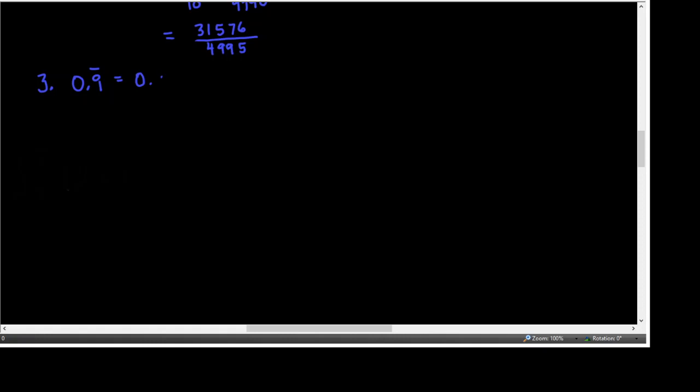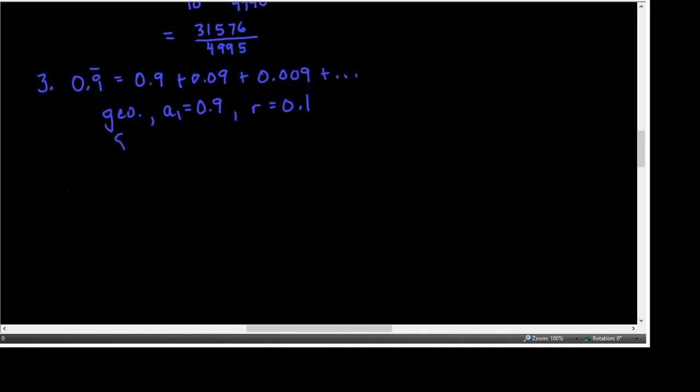All right, let's do 0.9 repeating. Of course, that's 0.9 plus 0.09 plus 0.009, etc. That is geometric. The first term is 0.9. R is 0.1.